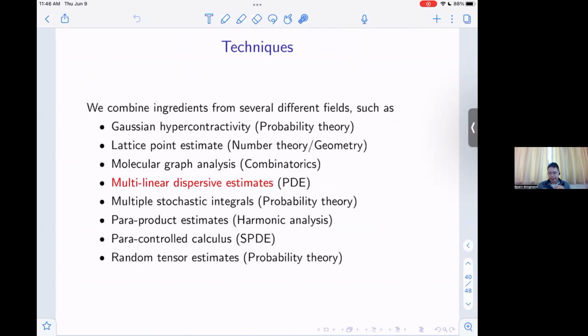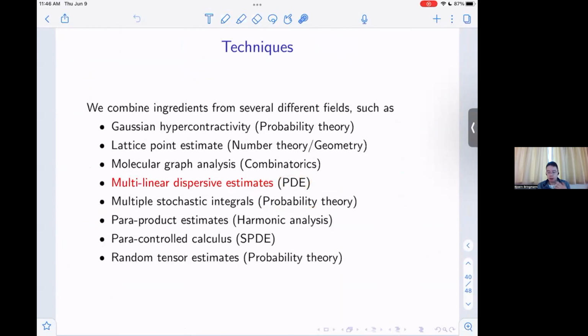One thing that I like is that when you try to control all of these 80 different terms, you don't end up doing the same thing over and over again. You actually have to rely on different techniques for different terms. So we had to use techniques from many, many different fields. Of course, we had some PDE theory. We had a lot of probability theory. That's maybe not so surprising.